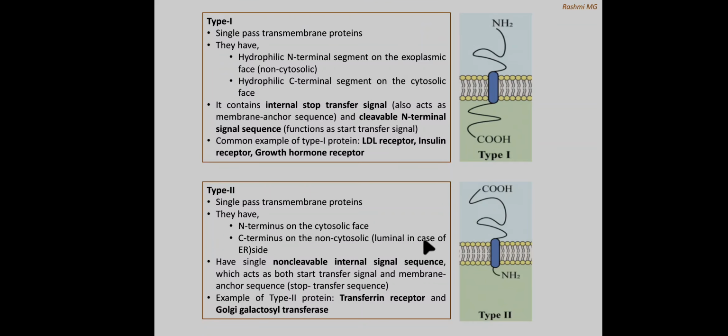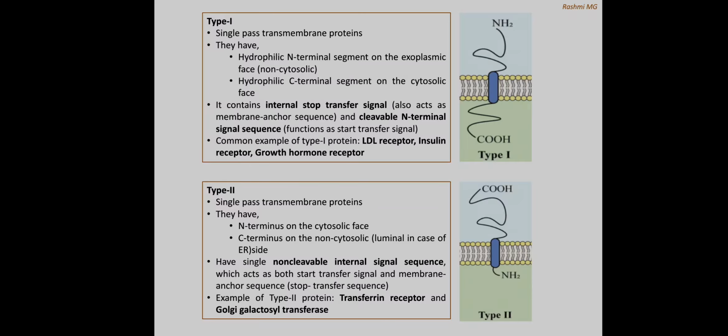Type 2 is also a single pass transmembrane protein. They have the exact opposite of type 1. The COOH part is on the exoplasmic side and the NH2, the hydrophilic part, is towards the cytosol. They have a single non-cleavable internal signal sequence which acts as both the start transfer signal and the membrane anchor sequence, that is the stop transfer sequence. Examples of type 2 protein are transferrin receptor and Golgi galactosyl transferase.